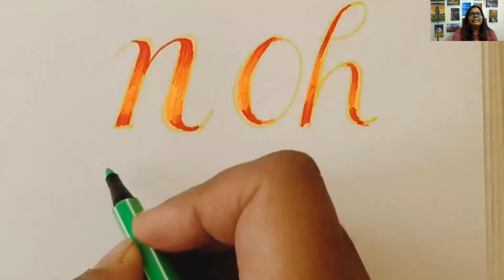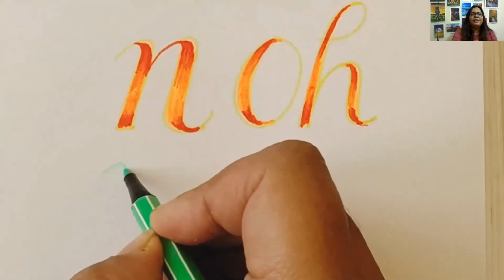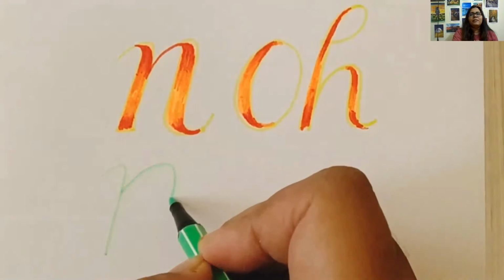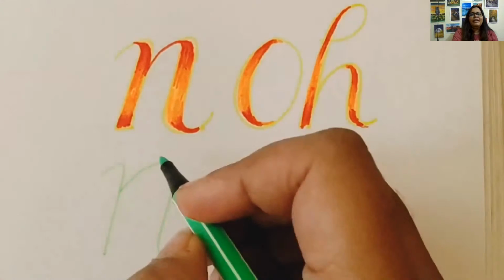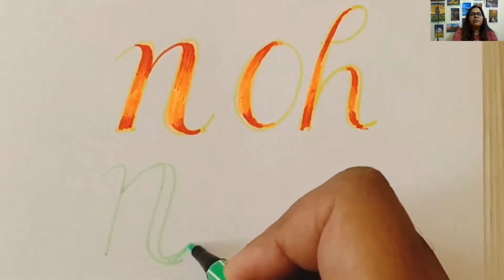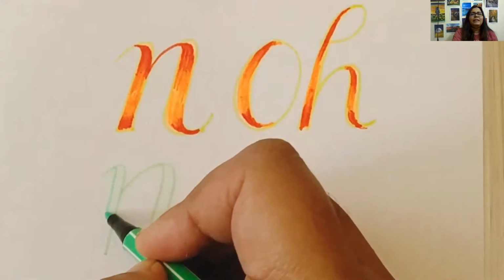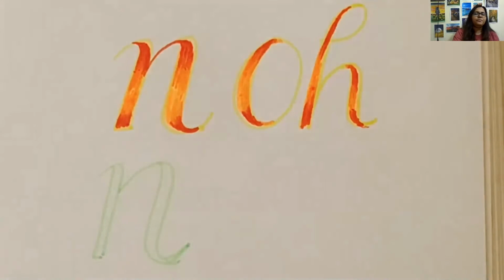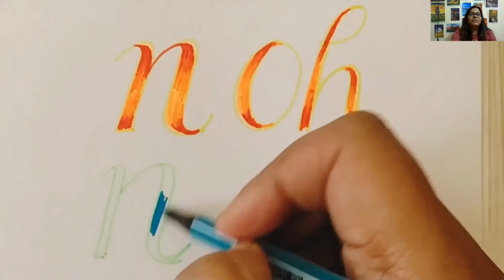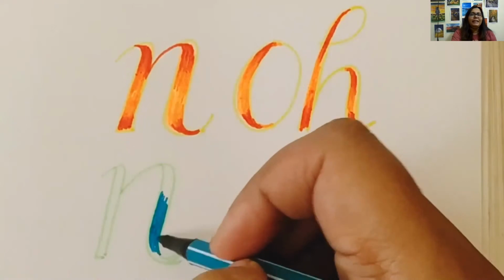Okay, so first taking the light green color, I have written the N. Same thing. I will first draw the areas where it has to be darkened. Wherever I have to darken it, I will first draw that. Then using my dark green, I will fill that portion up.